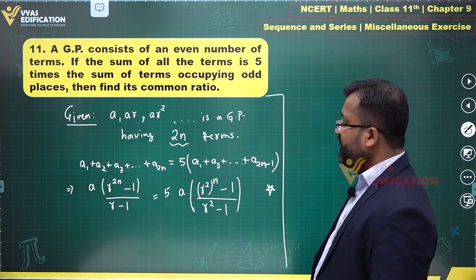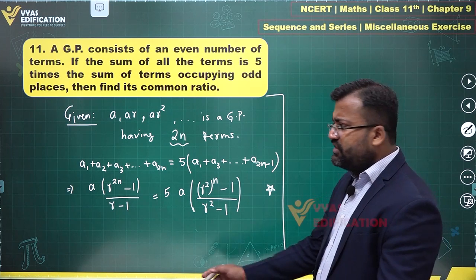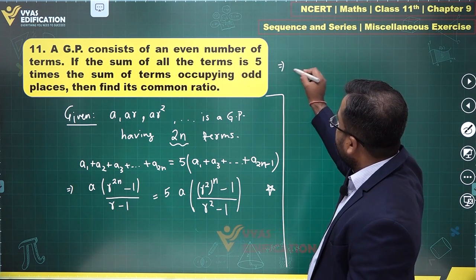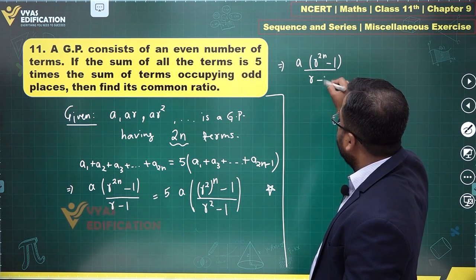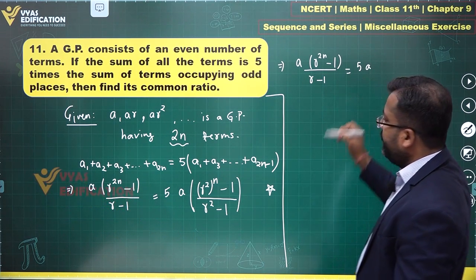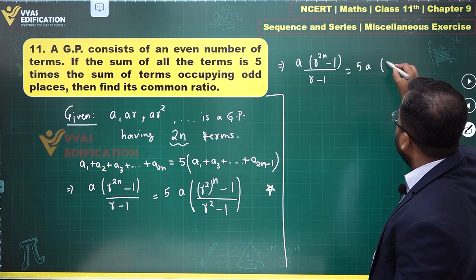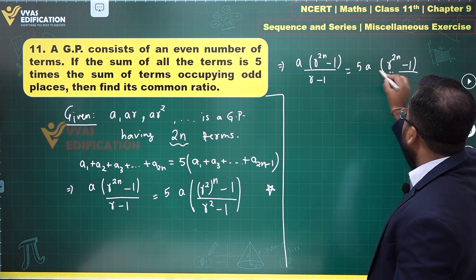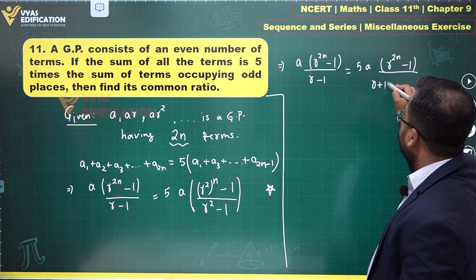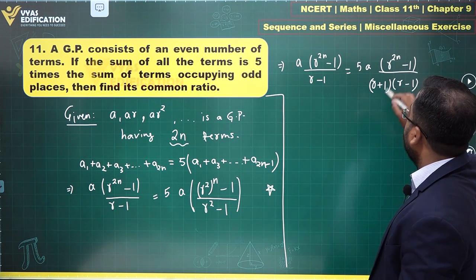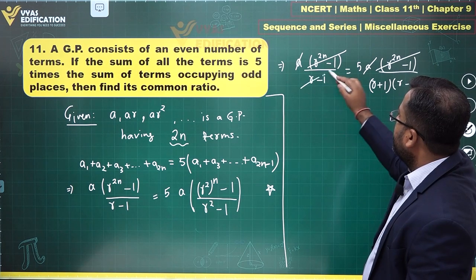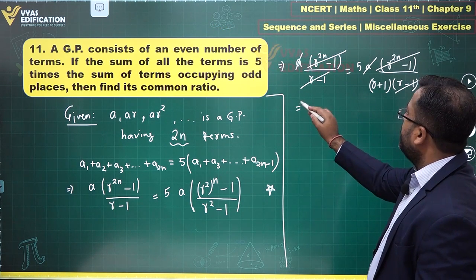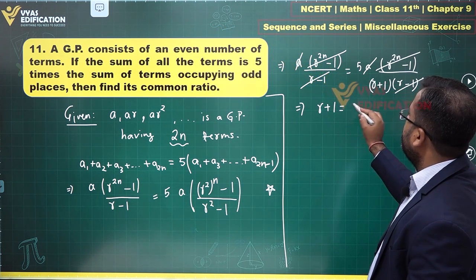If you can write this carefully, then you are almost done. What does that tell me? A r power 2n minus 1 upon r minus 1 is equal to 5a. This is r power 2n minus 1 upon r square minus 1, which can be done as r plus 1, r minus 1. You see, this gets cancelled, a gets cancelled, even r minus 1 gets cancelled, and what remains is r plus 1 is equal to 5.